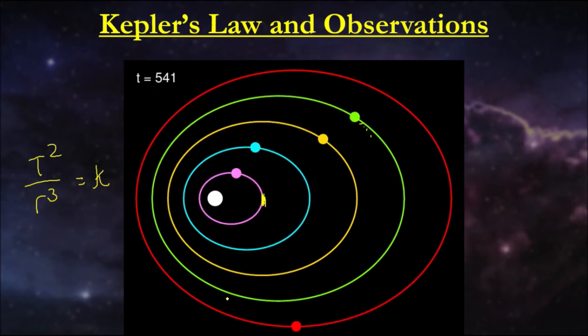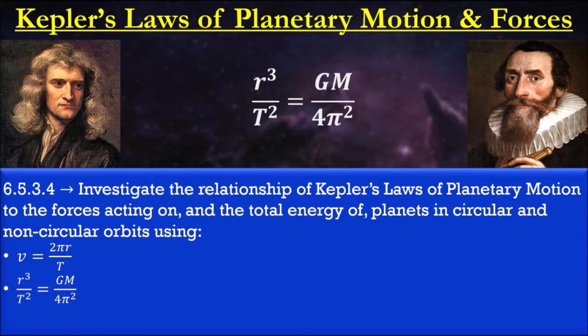But there was an issue. One of the problems with Kepler's original equation here is it measures everything in astronomical units. So it doesn't really take into account SI units and forces. So what we're going to do now is show you how the fusion of Kepler's planetary motion and Newton's universal gravitational law actually come together.